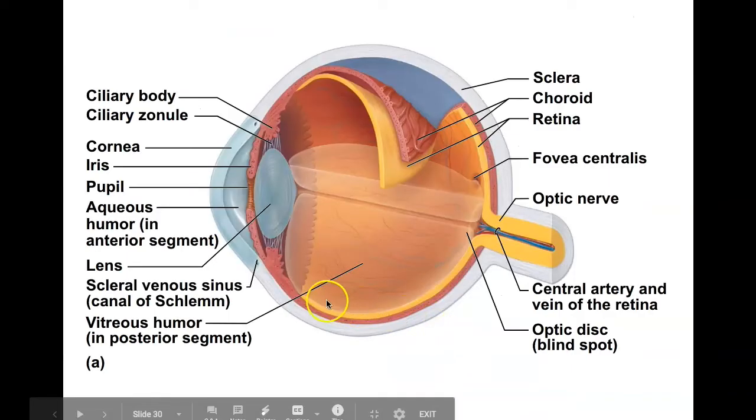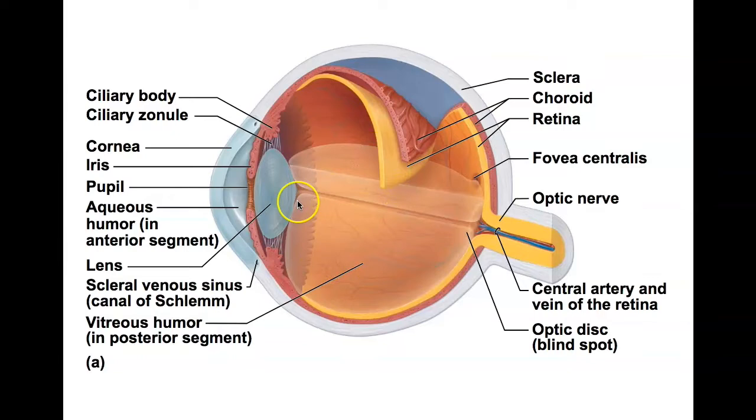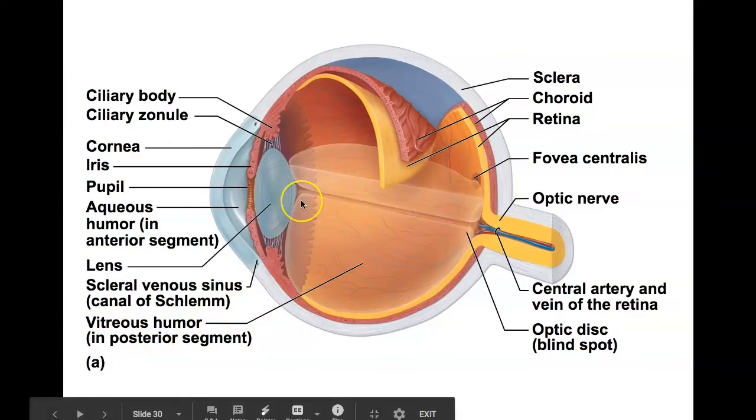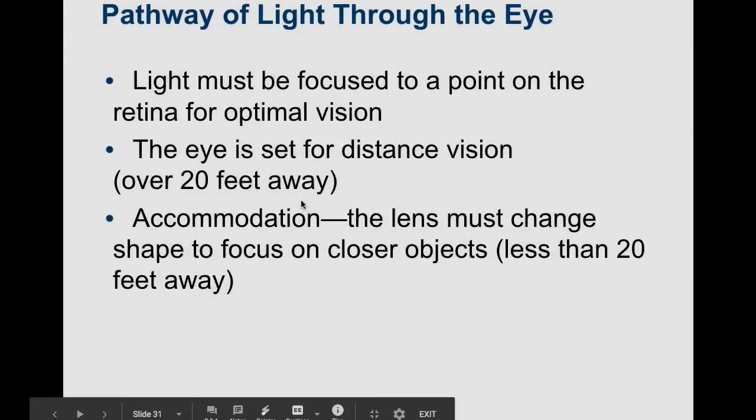All right, so again, this is just a closer up view showing you the vitreous humor that's going to be in that posterior segment, and then the aqueous humor that's going to be in the anterior. And the way that you can remember this, again, mnemonic device, anterior starts with what? An A. Aqueous starts with what? An A. So that's the easiest way to remember. Aqueous in the anterior, and then just vitreous in the posterior.